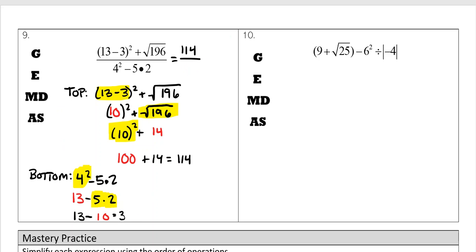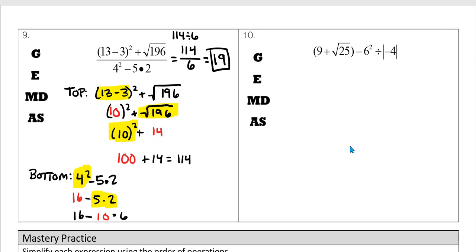Oh, sorry. I made a mistake. 4 squared is not 13. 4 squared is 16. My bad. So now 16 minus 10 is 6. So that gives us our fraction 114 over 6. Now it's important to remember that fractions represent division. This is the same thing as 114 divided by 6. And when I do that, I get an answer of 19.